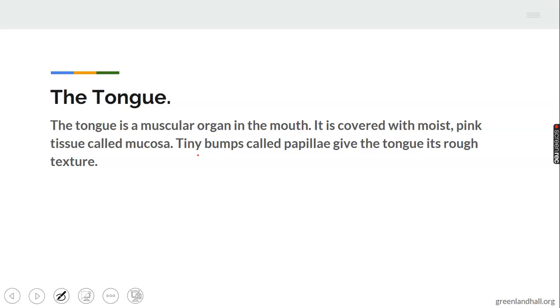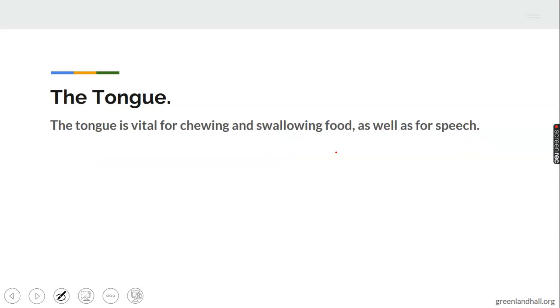Every morning we brush our teeth and then we clean our tongue as well. What is the tongue? The tongue is a muscular organ in the mouth. It is covered with moist pink tissue called mucosa. And then we have tiny bumps that are called papillae. They give the tongue its rough texture. Let's look at a picture of the tongue.